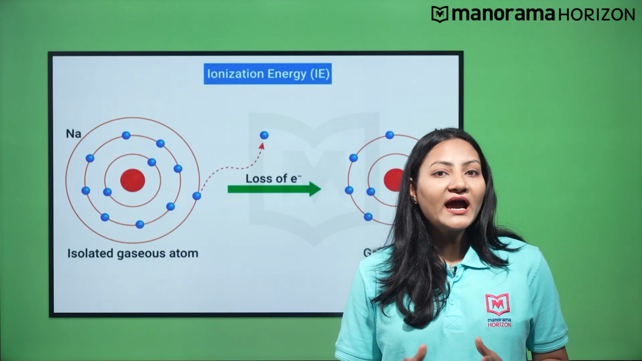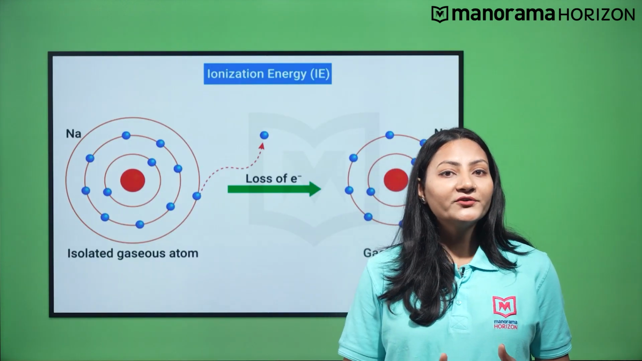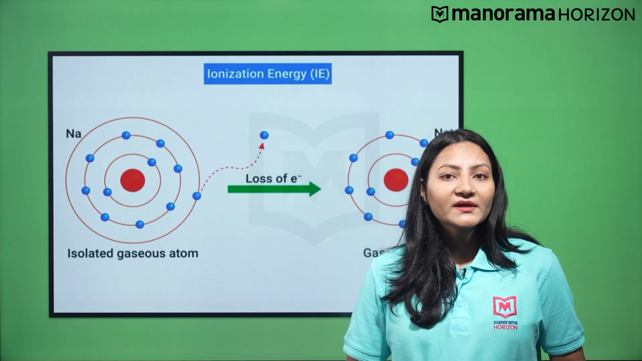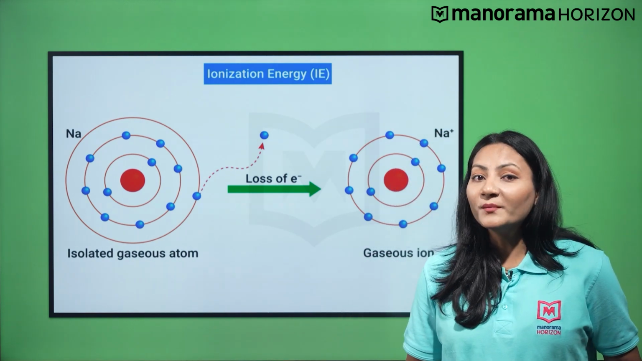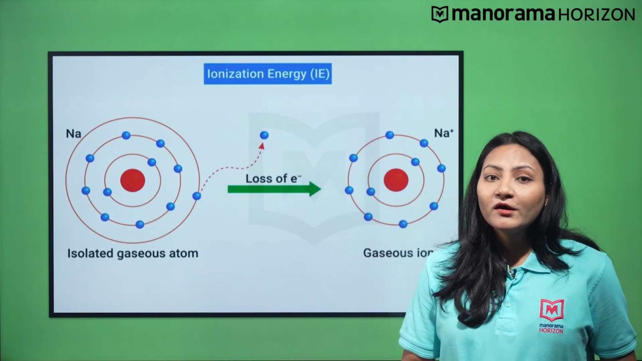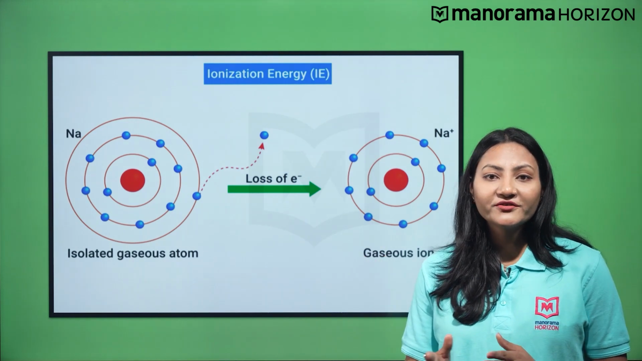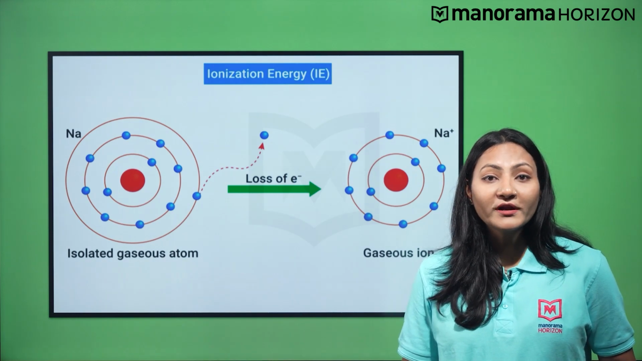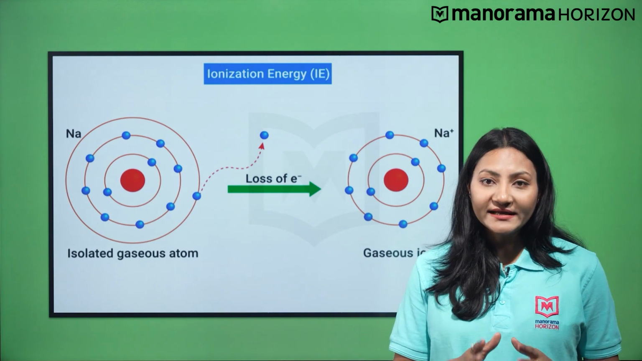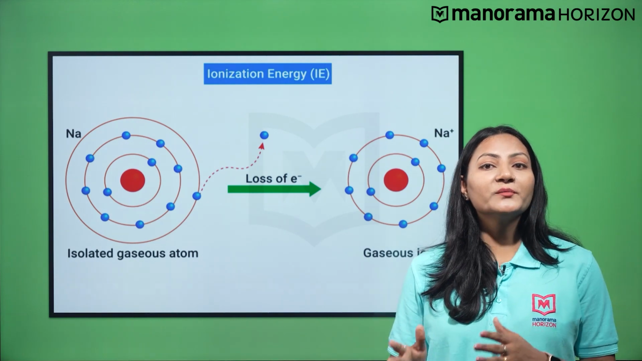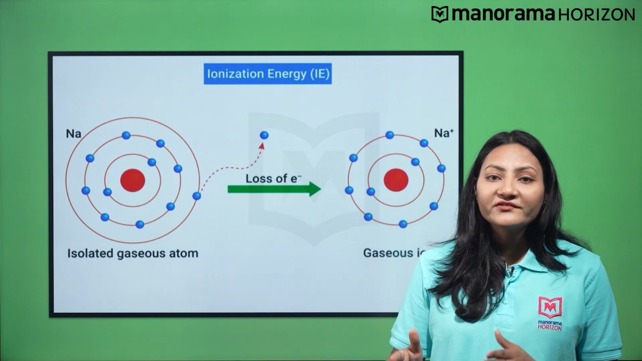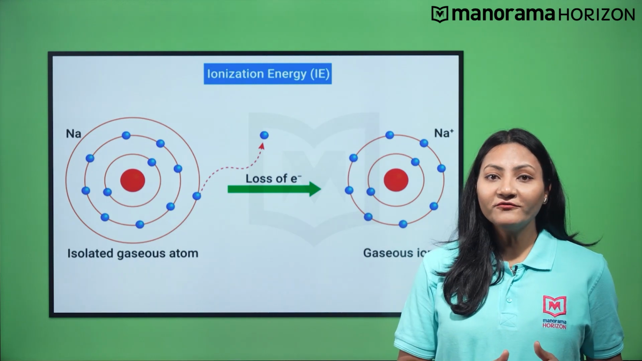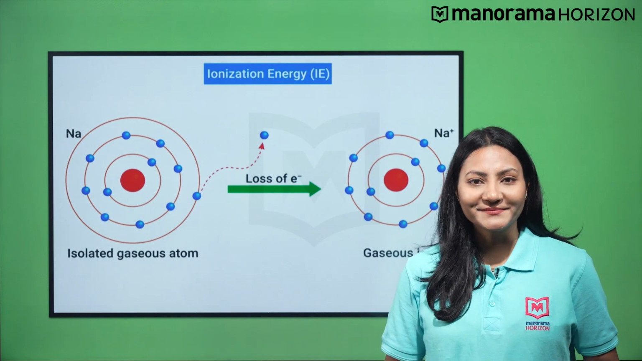But how will the ionization enthalpy and electron gain enthalpy affect the formation of ionic bonds? Let us see. You know, the formation of cation depends on the magnitude of ionization enthalpy. What if the ionization enthalpy is low for a particular atom? Then it will be easy to remove an electron from the isolated gaseous atom, right? Which means the ease of formation of cation is higher.